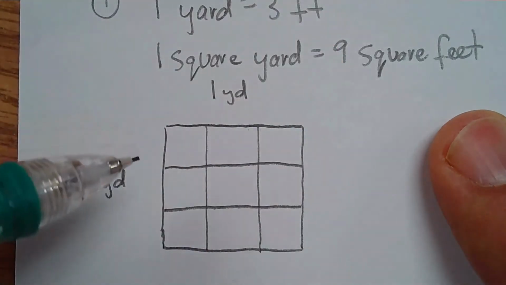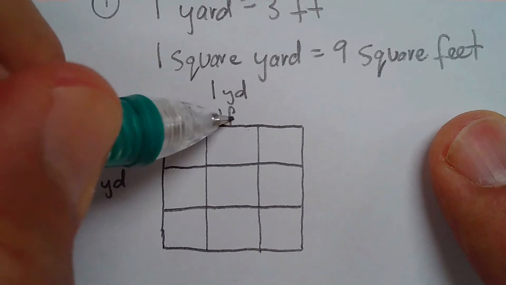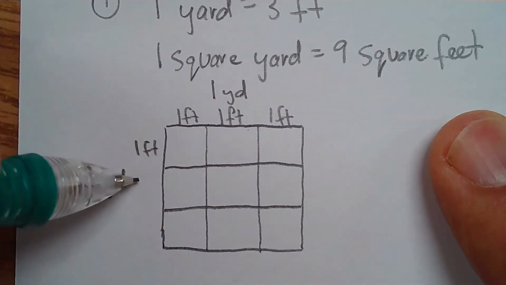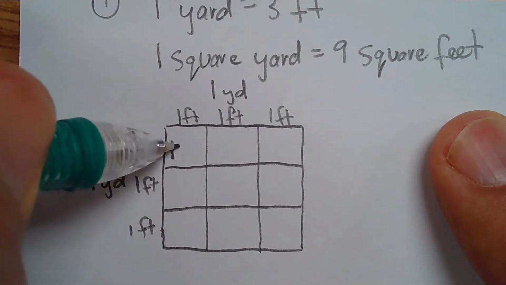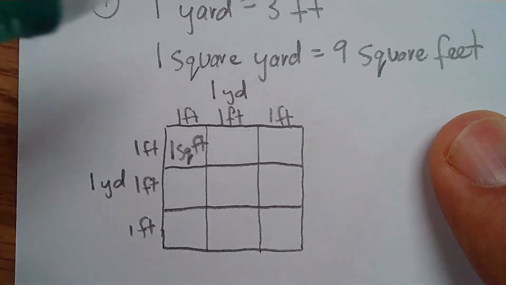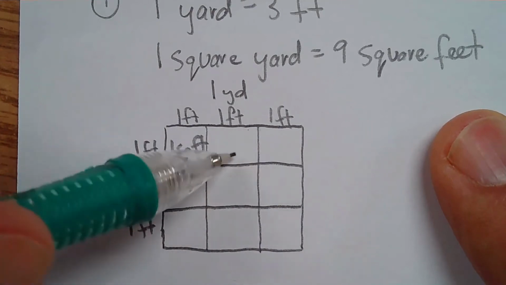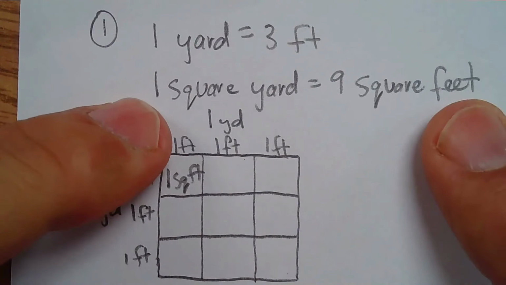So this is 1 foot, 1 foot, 1 foot, 1 foot, 1 foot, 1 foot. This is 1 square foot. I had a hard time fitting that in. And so that 1 square yard is 1, 2, 3, 4, 5, 6, 7, 8, 9 square feet. So that's how that gets done.